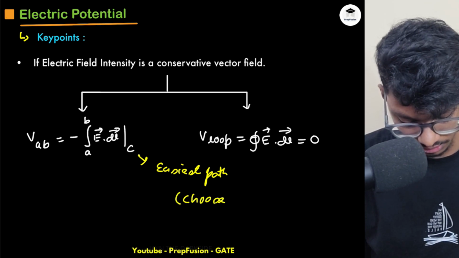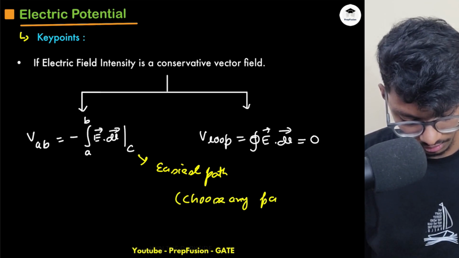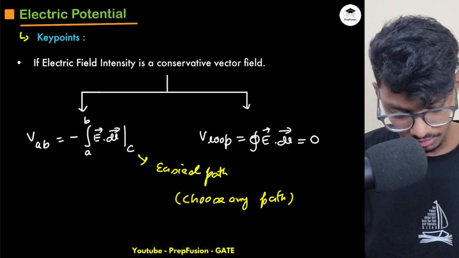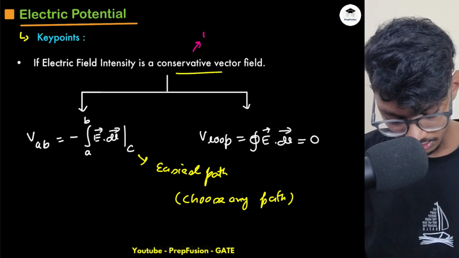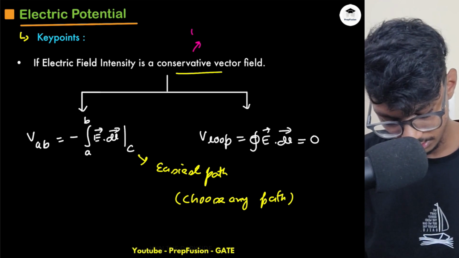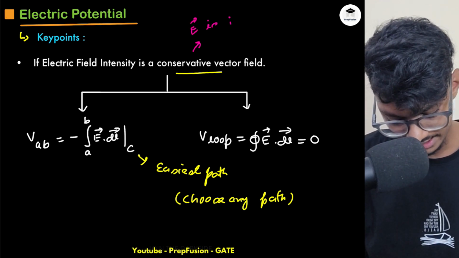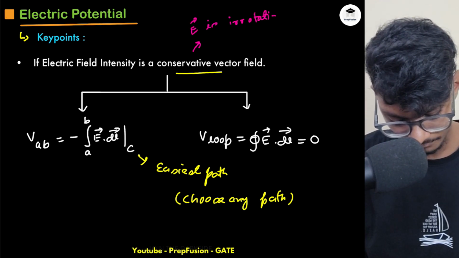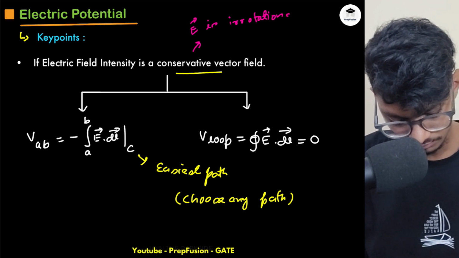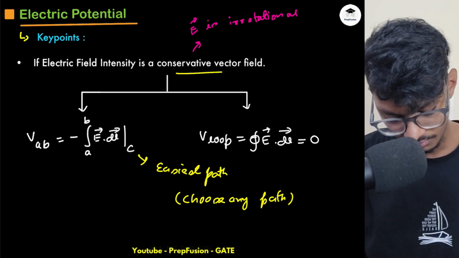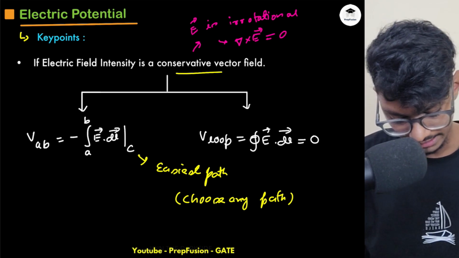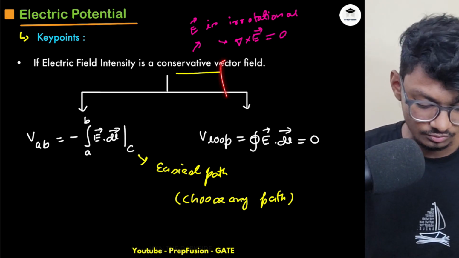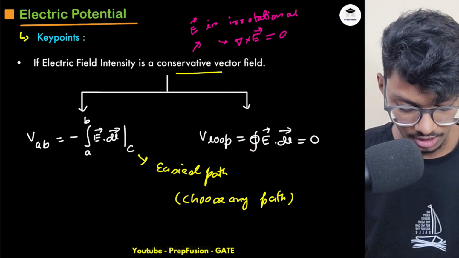Choose any path. Why? Because I know the E vector is irrotational, that means del cross E is 0. That's why the closed line integral will be 0 simply. Okay. So now we'll solve a few questions.